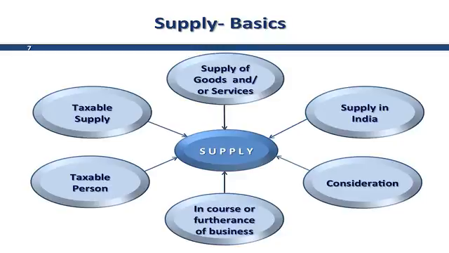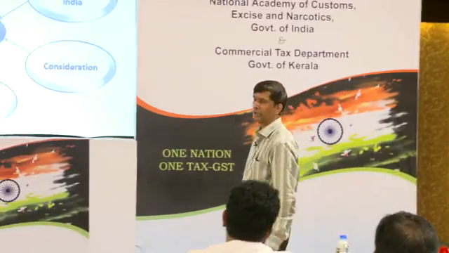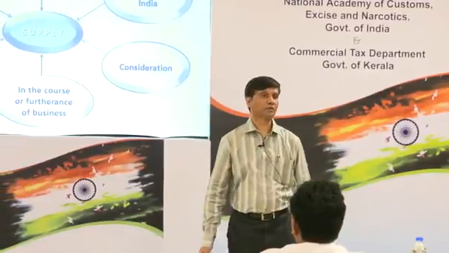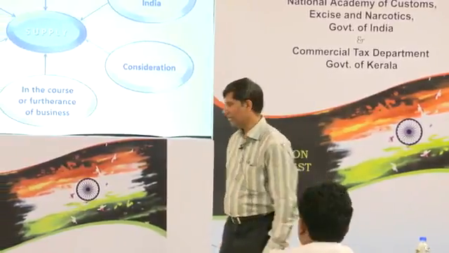The next is a taxable supply. Taxable supply, by this time you know all. Taxable supply is a supply which attracts levy of GST under the GST Act. That is what it is. It is otherwise defined as: a taxable supply includes a zero rated supply but does not include an exempted supply or an out of scope supply. What is an exempted supply?